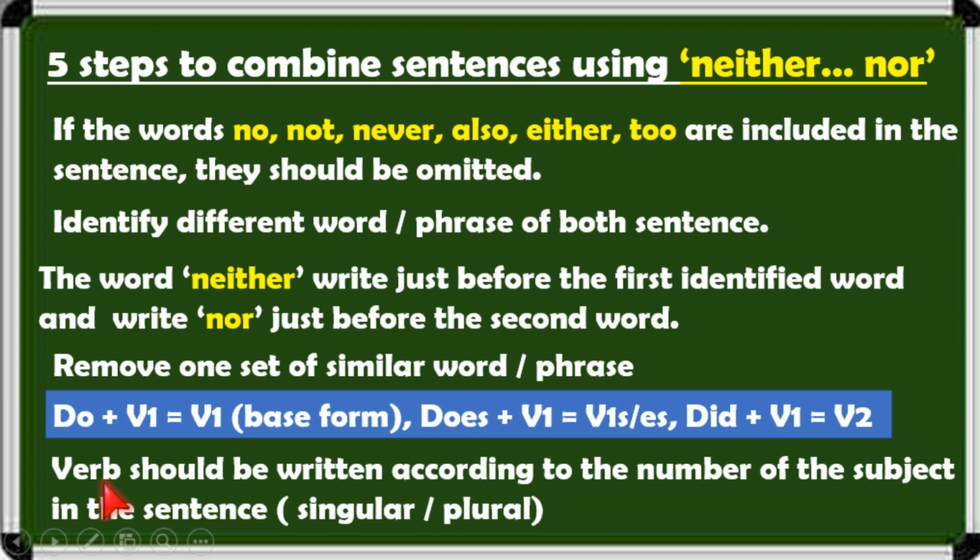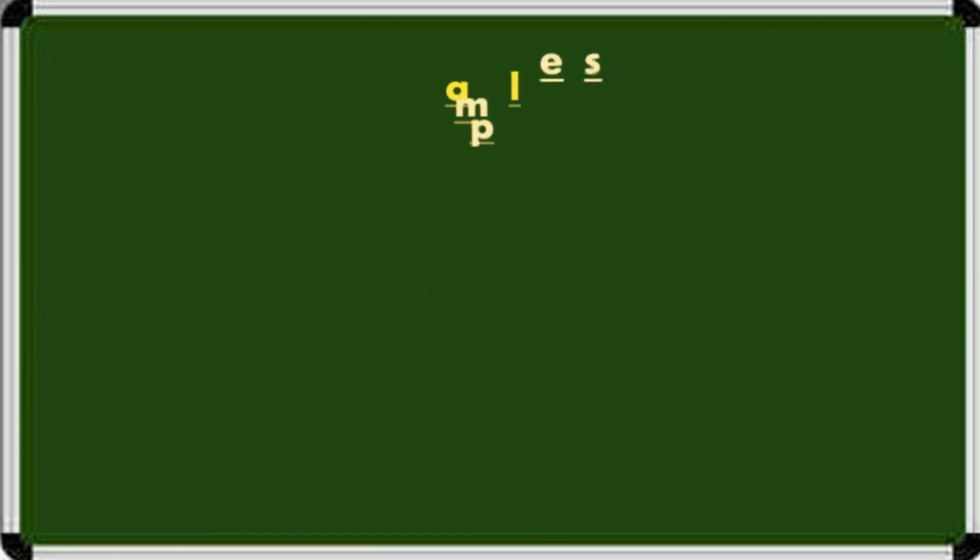Then when you use neither nor, there is subject and verb agreement. The verb should be written according to the number of the subject in the sentence. That means if the subject is singular, the verb should be singular. If the subject is plural, the verb is also plural. Okay, now let's learn perfectly with some examples.